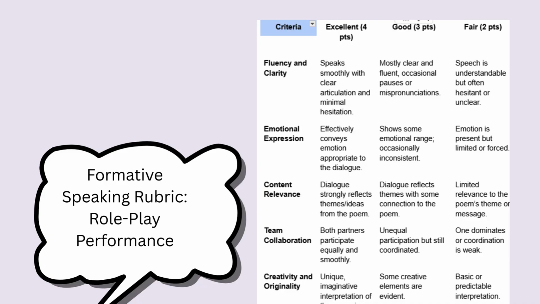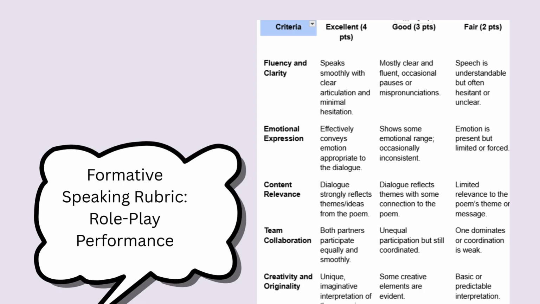Here is the formative speaking rubric for role play performance. Fluency and clarity, emotional expression, content relevance, team collaboration, and creativity and originality. Excellent if the speaker speaks smoothly with clear articulation and minimal hesitation. Good: mostly clear and fluent, with occasional pauses or mispronunciations. Fair: speech is understandable but often hesitant or unclear.